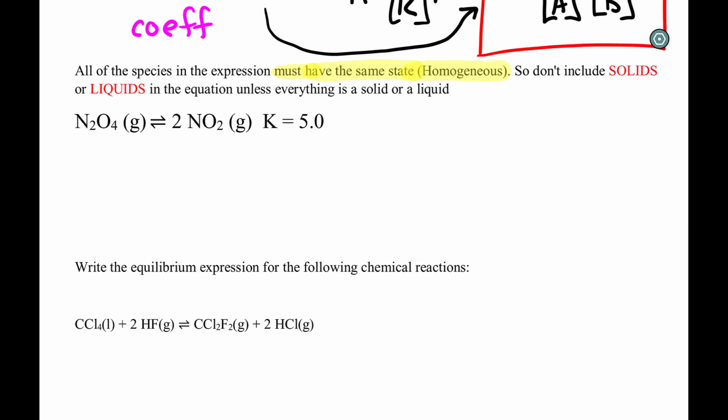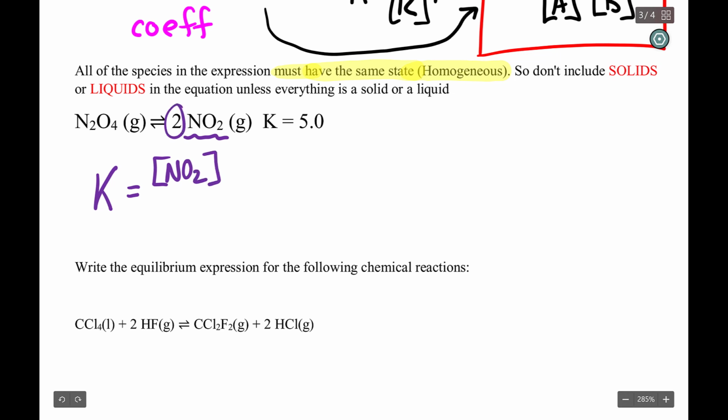Here's an actual equilibrium system. This is a very famous one. The first thing we're going to do is write what the expression is, and then we're going to look at what the K value means. So K is equal to the products. My product is NO2, raised to the power of its coefficient, which is 2. And then that is divided by the concentration of my reactant raised to the power of its coefficient, which is just 1, so I'm not going to put it in there.